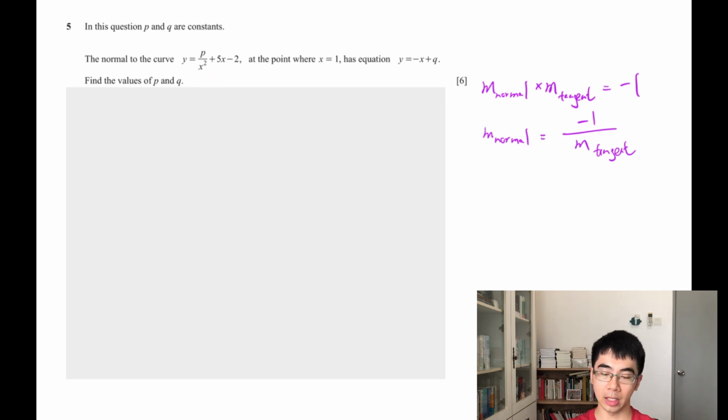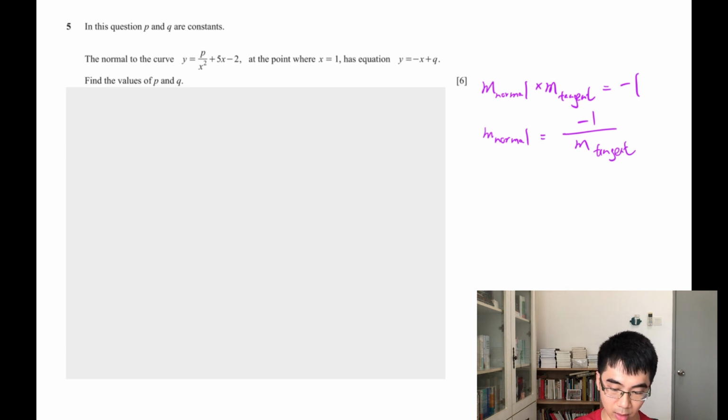Let's recall that for the normal and a tangent, they must be perpendicular to each other. So gradient of the normal times the gradient of the tangent must be equal to -1. And then we arrange that, we should have the gradient of normal is just equal to -1 divided by the gradient of a tangent. So we should get the gradient of the tangent first. How about that? We just differentiate the original function.